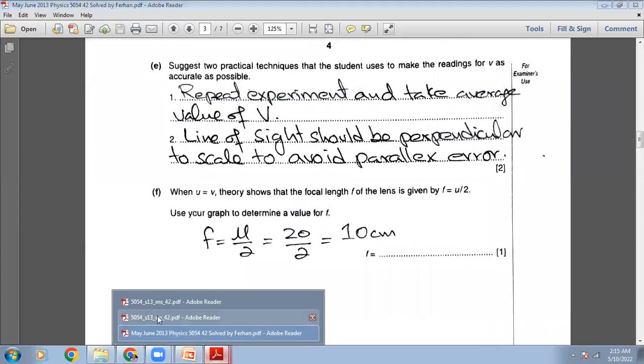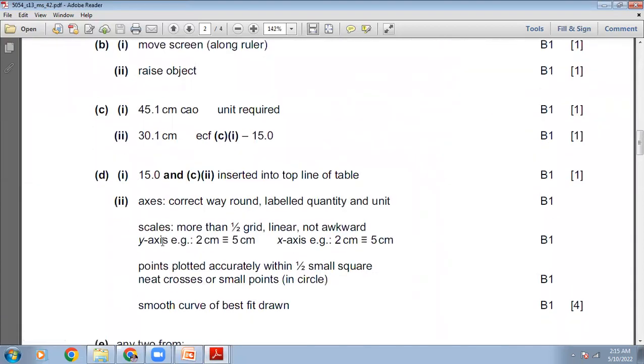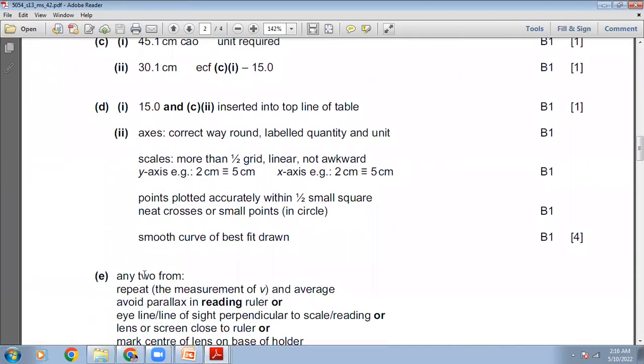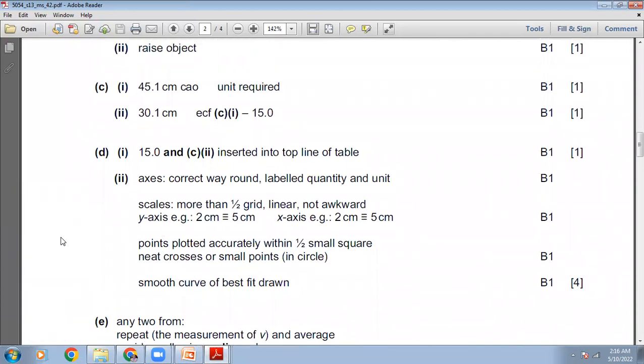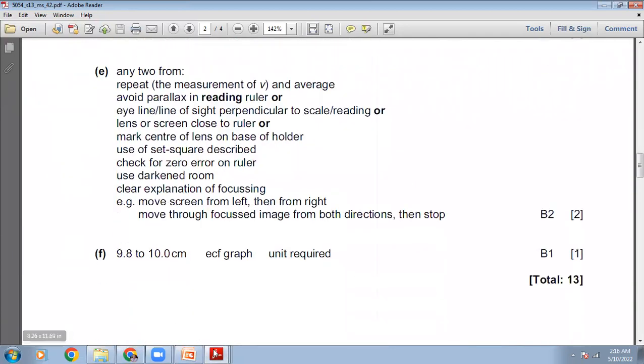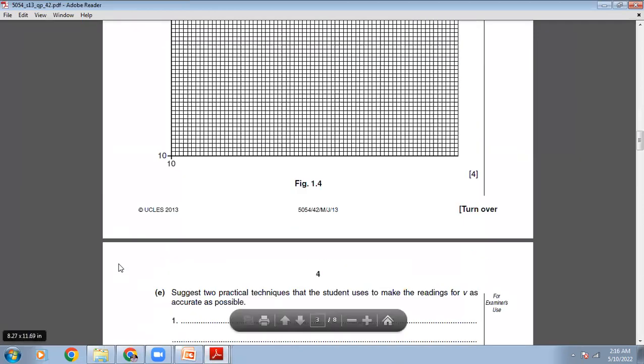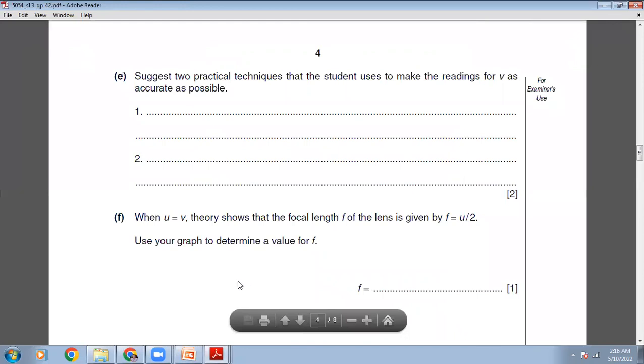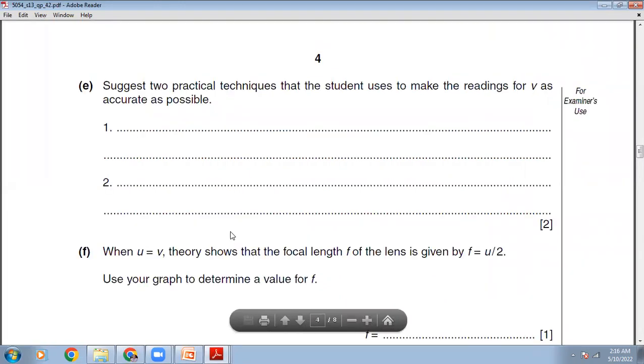Okay. So the next, so the C part and the D part is showing up, the marking scheme. Okay, so we are going to the next part. He says, suggest two practical techniques that the student uses to make the reading for the V as accurate as possible.